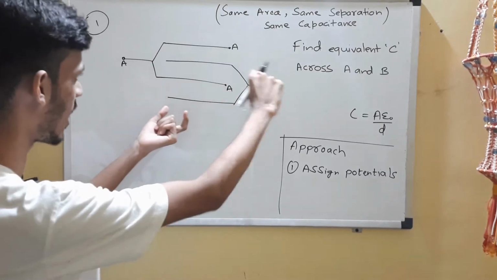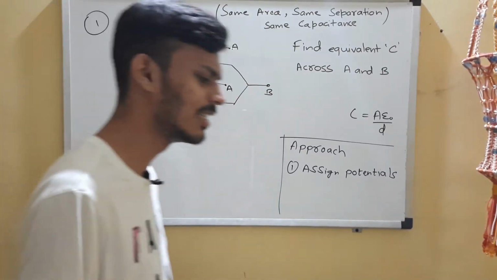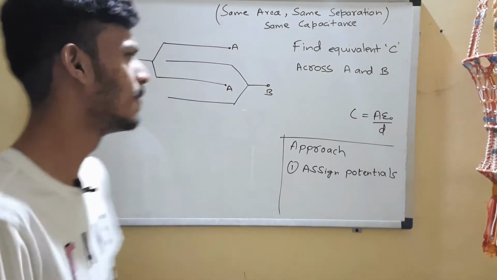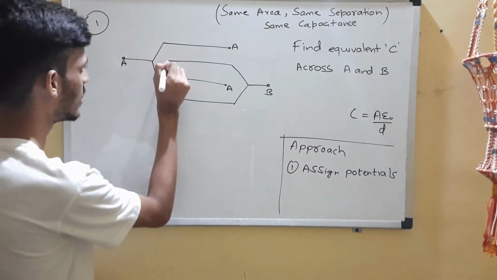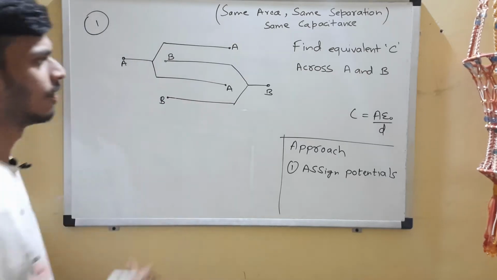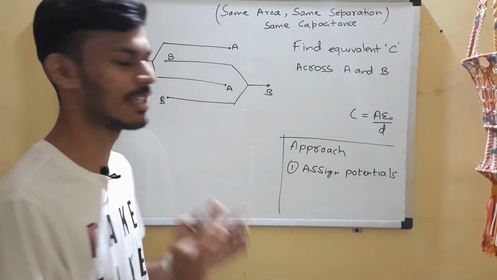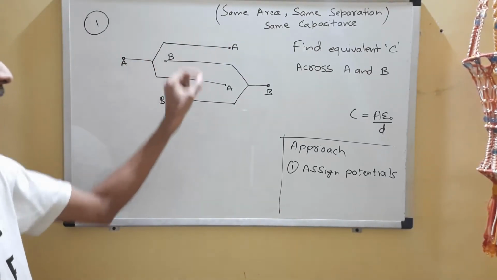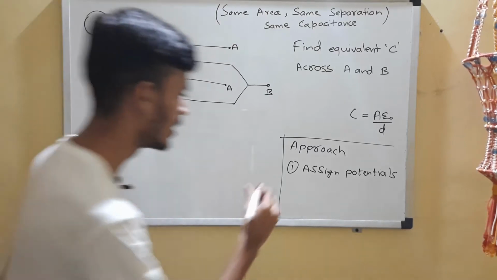Similarly, these two plates are connected to terminal B. Let's consider that the potential over here is B. So these two plates will have the same potential B, right? Now we have assigned the potentials. Step 1 complete. Just assign the potential and step 1 is complete.